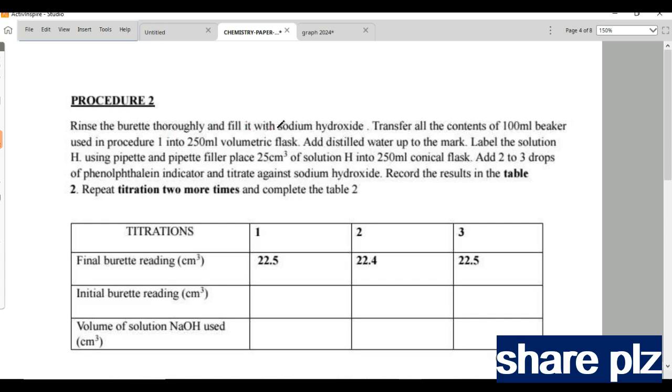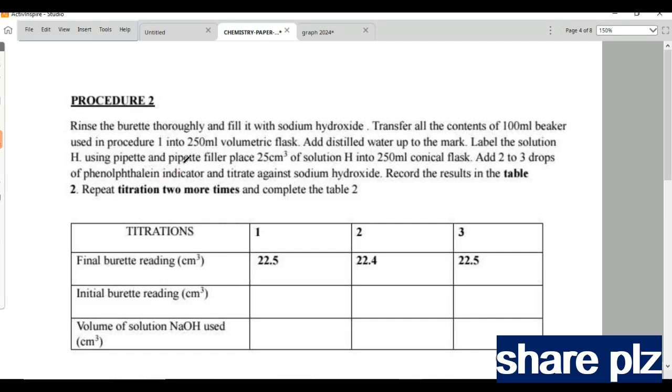Thoroughly rinse and fill it with sodium hydroxide. Transfer all of the contents of the beaker from procedure 1 into a 250 cm³ volumetric flask. Add distilled water up to the mark. Label the solution H.